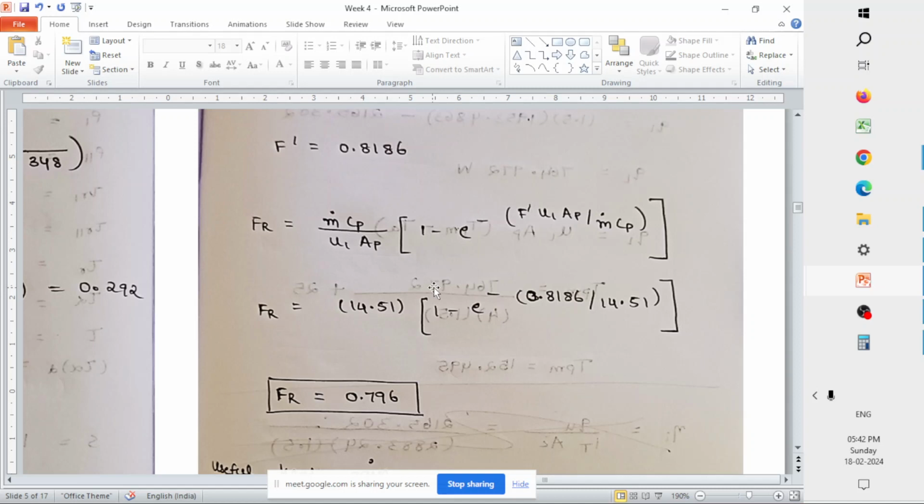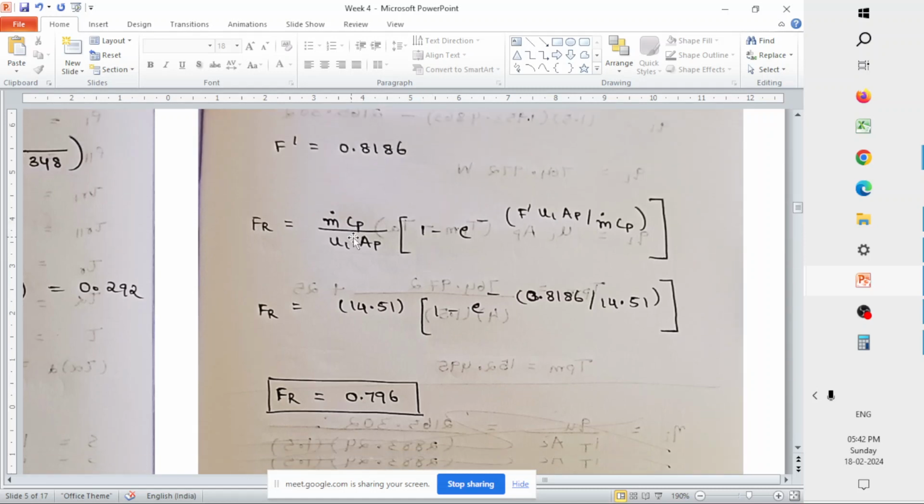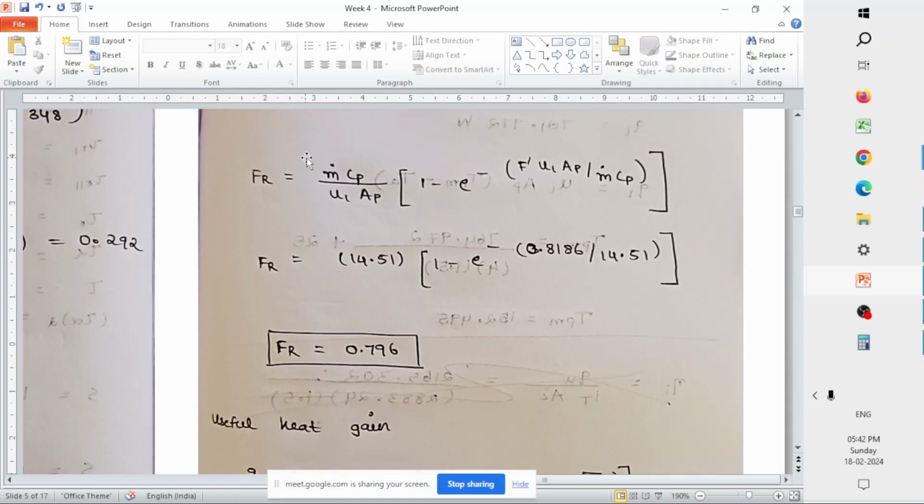And then we calculate the heat removal factor after that, because now we know phi. After phi we calculated the collector efficiency, and now we know your heat removal factor. That is nothing but m dot Cp divided by UL AP into (1 minus e power minus F dash UL AP by m dot Cp). So here your m dot is nothing but the mass flow rate of the fluid that is going through your tube, which is expressed in kg per hour. So if you see the question, our mass flow rate is 100 kg per hour. UL is your assumed loss coefficient.